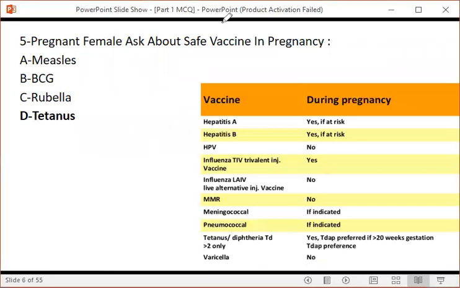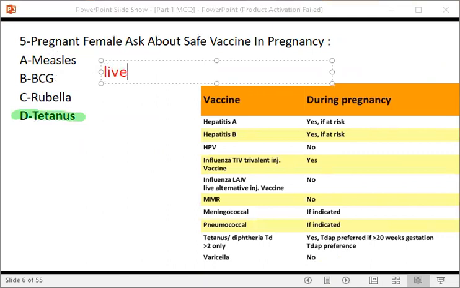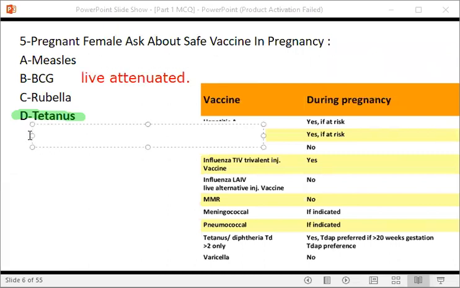Pregnant female asks about safe vaccine in pregnancy. This is a very interesting question, and you need to know what is safe for pregnant women. Here the options are measles, BCG, rubella, and tetanus. Measles, rubella and BCG are all live attenuated vaccines, so they are contraindicated in pregnancy, while tetanus is a toxoid, and you need to know this. It may come as an MCQ.